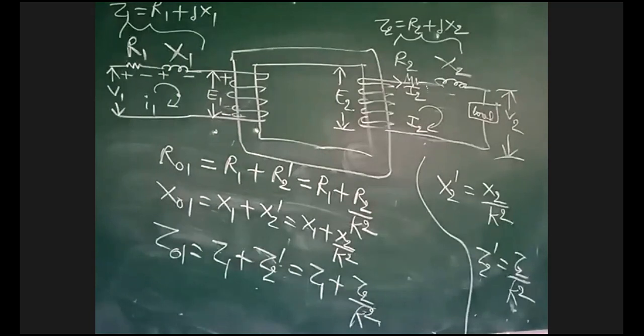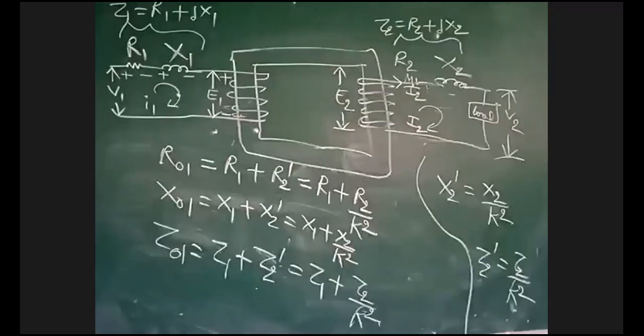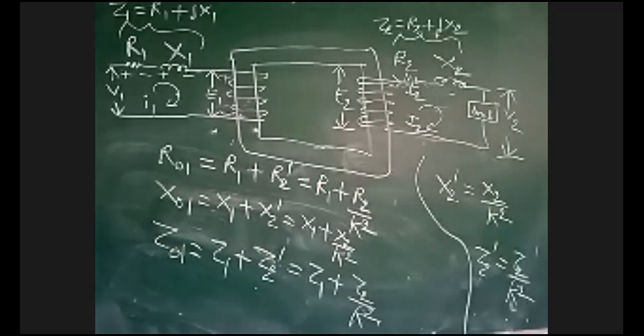Now we are having only primary winding. In the primary winding, both resistances are included. What are the both resistances? R1 and R2. R01 is equal to R1 plus R2 by K square. Similarly, X01 is equal to X1 plus X2 by K square. Z01 is equal to Z1 plus Z2 by K square. Now we will see the equivalent diagram for this. Up to here, have you written? Yes, sir. Okay. Now we will see.